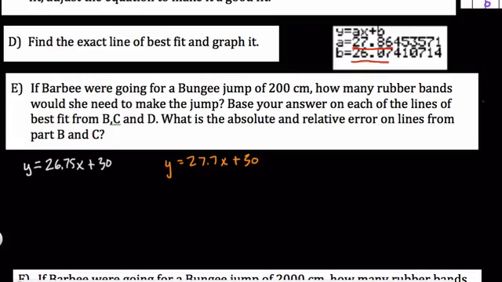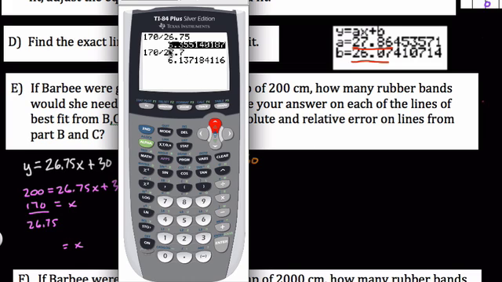Okay, so we've got our formulas here, and we'll start with our visual guess. If Barbie's jump is 200 centimeters, that means y is 200. We plug that into our formula, so it becomes 200 equals 26.75x plus 30, right? We're solving for x, so solving for the rubber bands. Subtract 30 from both sides, that gives us 170 equals 26.75x, and I'm going to divide both sides by 26.75. Then x is equal to 170 divided by 26.75, which is about 6.355.